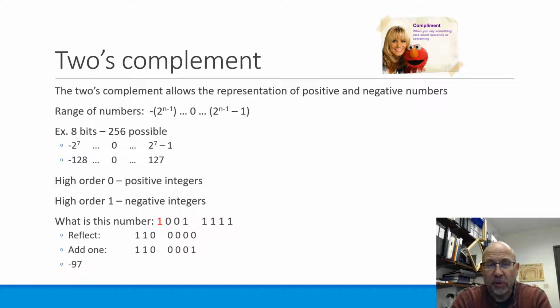So don't be fooled by the number of bits that I use. I'm excluding the high order bit here, so I'm just reflecting the first 7 bits. We start off with 0, 0, 1, 1, 1, 1, 1, and we wind up with 1, 1, 0, 0, 0, 0, 0. And then we add 1 and we wind up with 1, 1, 0, 0, 0, 0, 1. And that value comes out to be 97. And so that's how we would determine what number we're actually talking about.